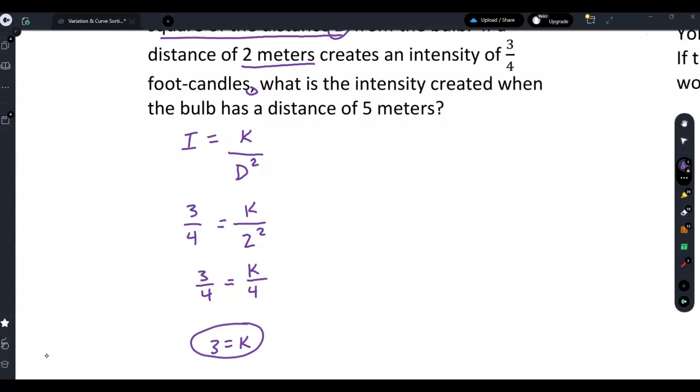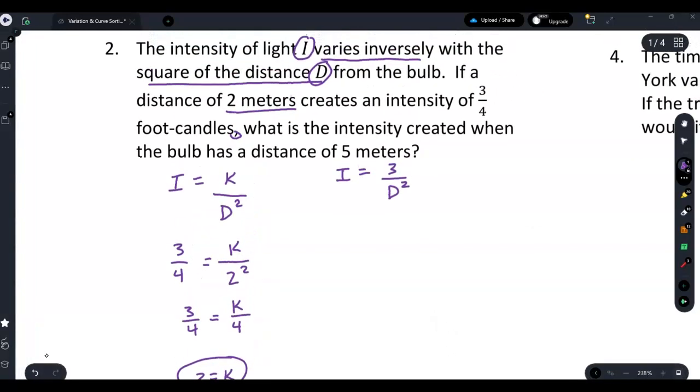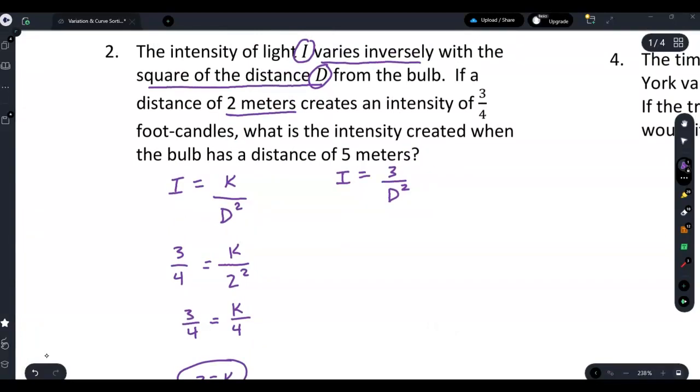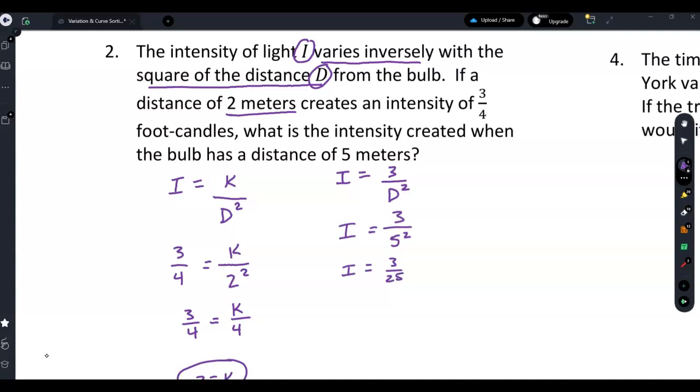Once I have k, I've got the first half of my problem complete. I'm going to rewrite my original equation and plug in that value for k. So I equals k over d squared becomes I equals 3 over d squared. And now I'm ready to read the rest of my problem. I stopped at the comma. The rest of this says, what is the intensity created when the bulb has a distance of 5 meters? So it's telling me to plug in 5 for d, and then I want to use that to find the intensity. So 5 squared is 25. And that fraction actually doesn't simplify, so I could just leave it like that.